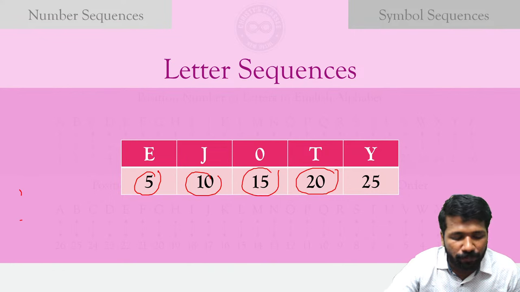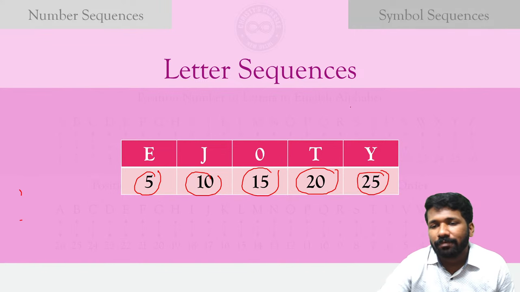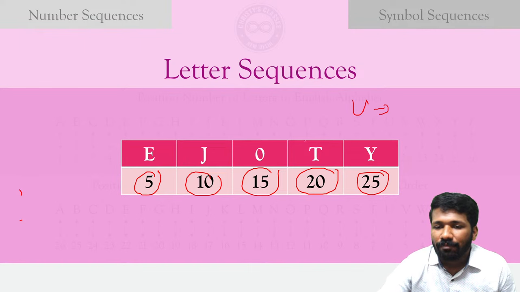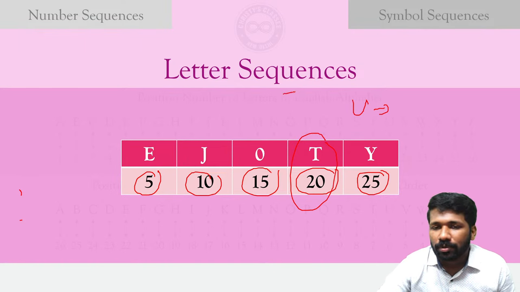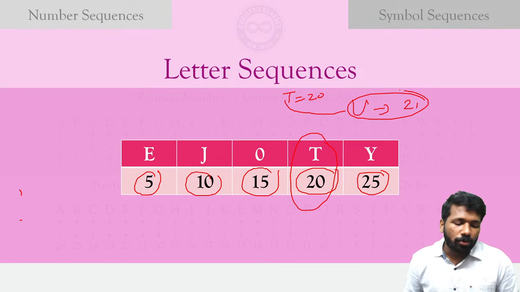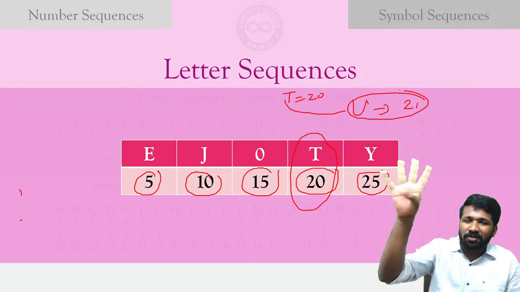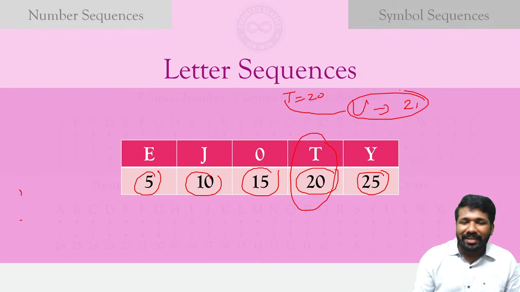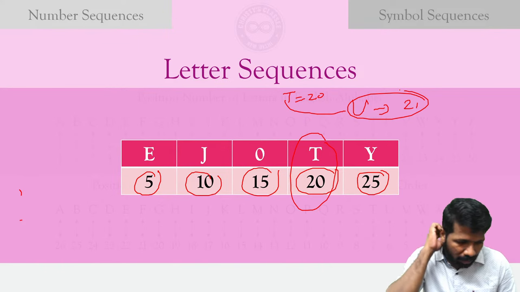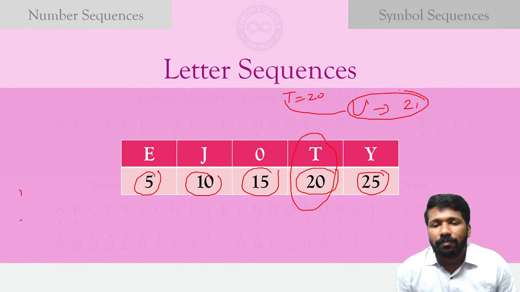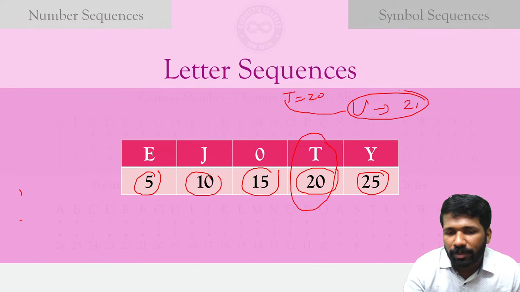How is this helpful? For example, if you want to know the position of the letter U, we know the EJOT code and T is 20 in that code. We know the 20th letter is T, T's next letter is U, so the 21st letter is U. You don't have to count from 1, 2, 3 up to 21 to find that. That is the use of the EJOT code. Hope all of you understood what the EJOT code is. To understand the position of letters, this EJOT code is very helpful.